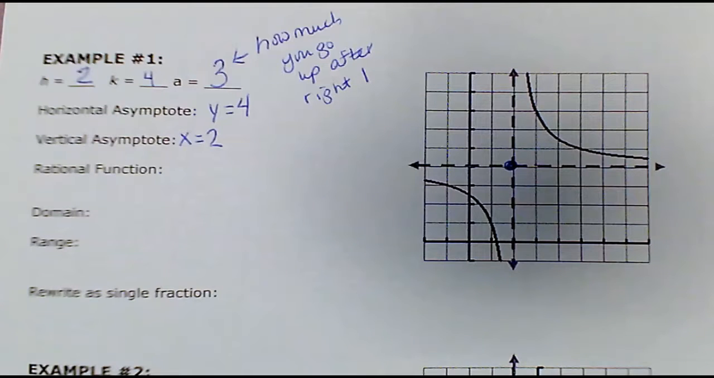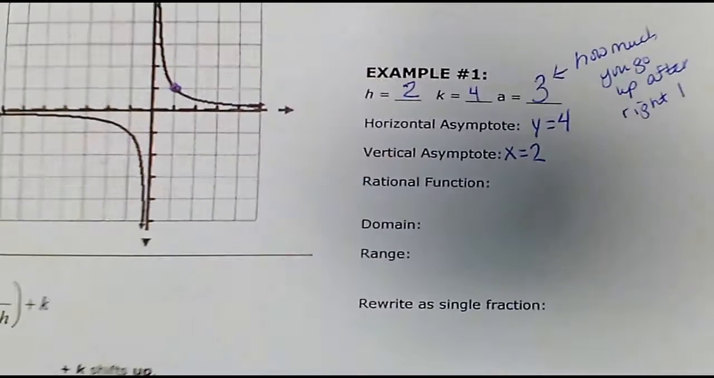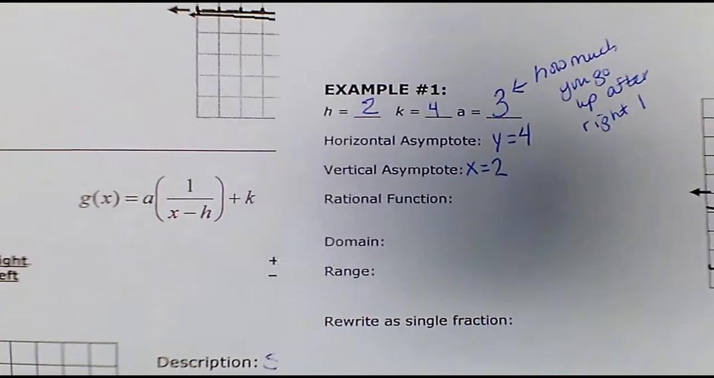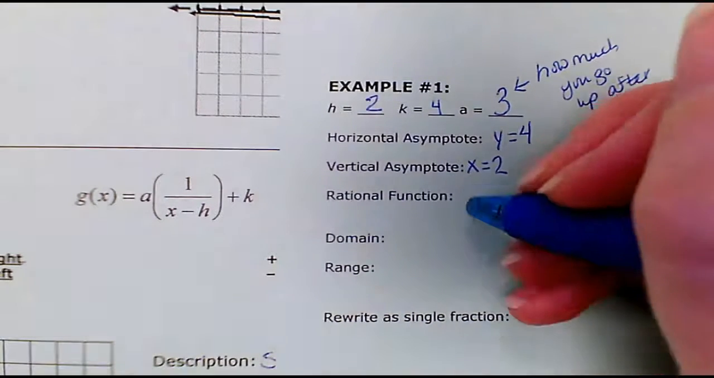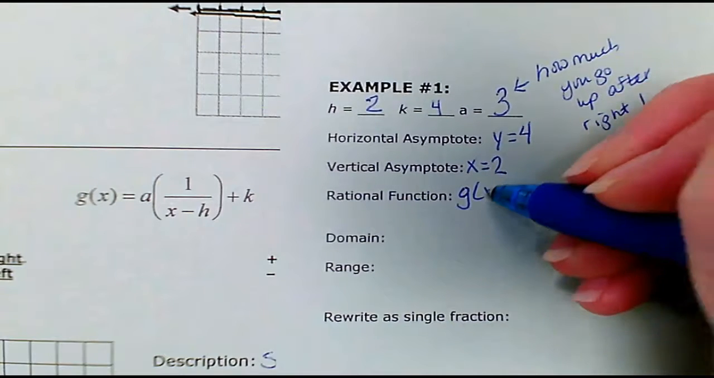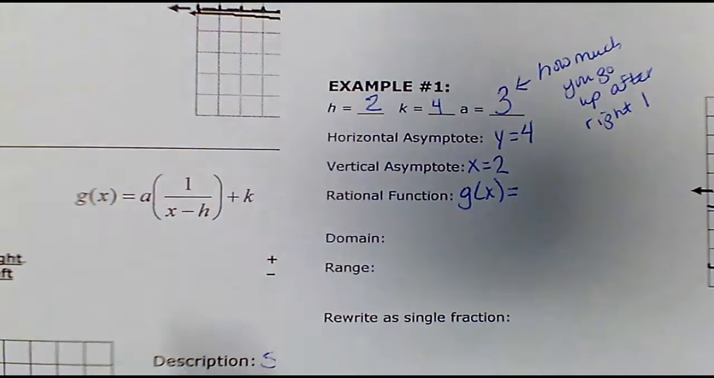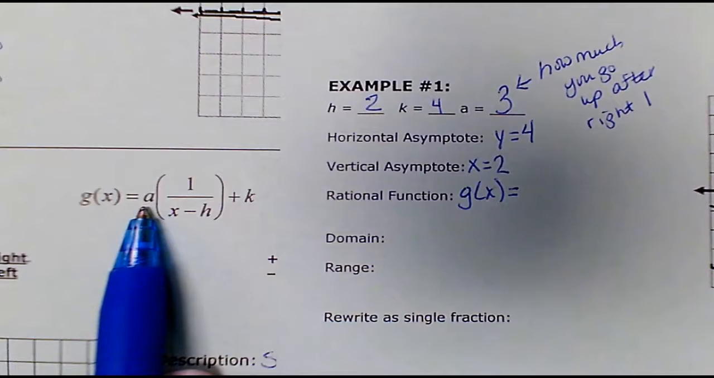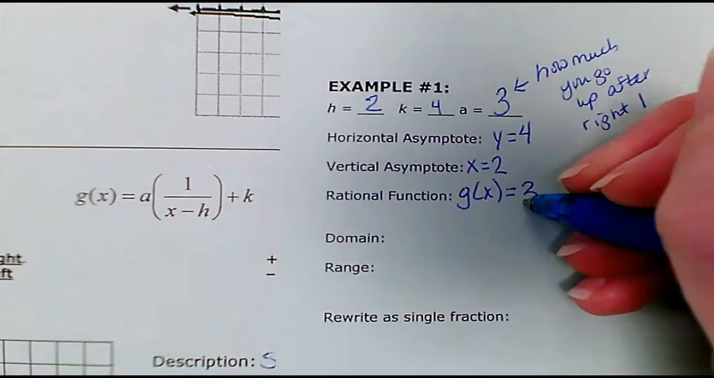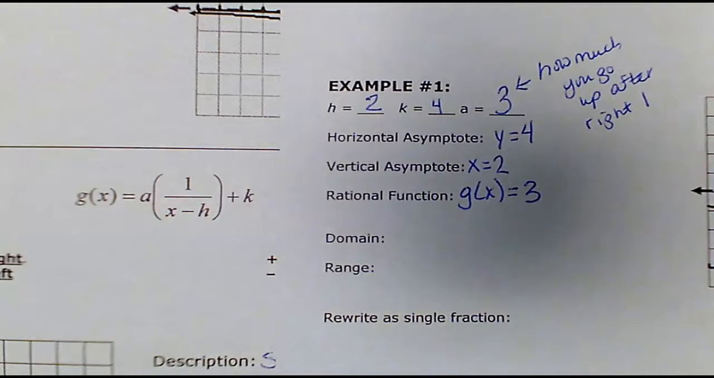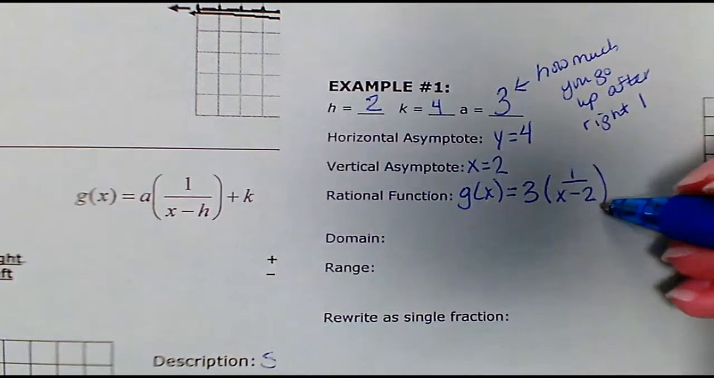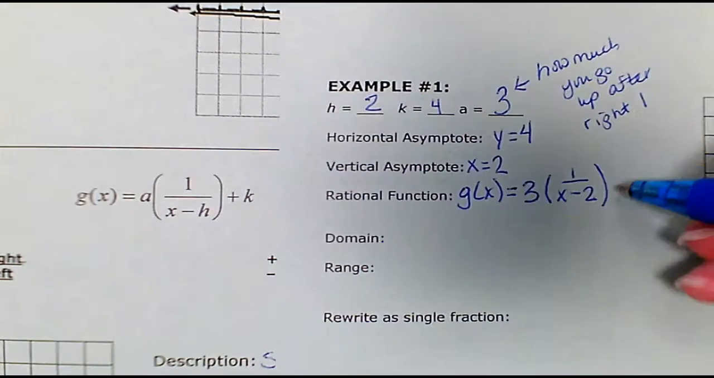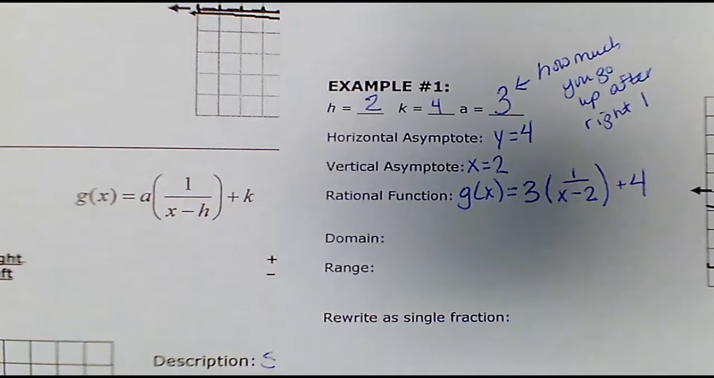Okay, so for the rational function, I'm going to pull this to do a side-by-side. So I need to start out with what, Nathan? g of x equals? What needs to go first? 3, the a value. So 3 comes out in the front, times 1 over x what? Minus 2. Good. Close parentheses, and I end with plus 4. Very nice.